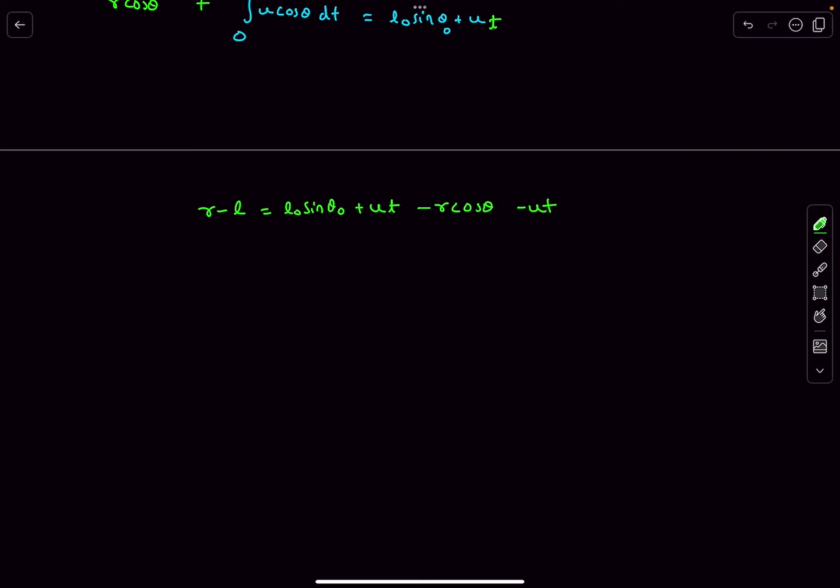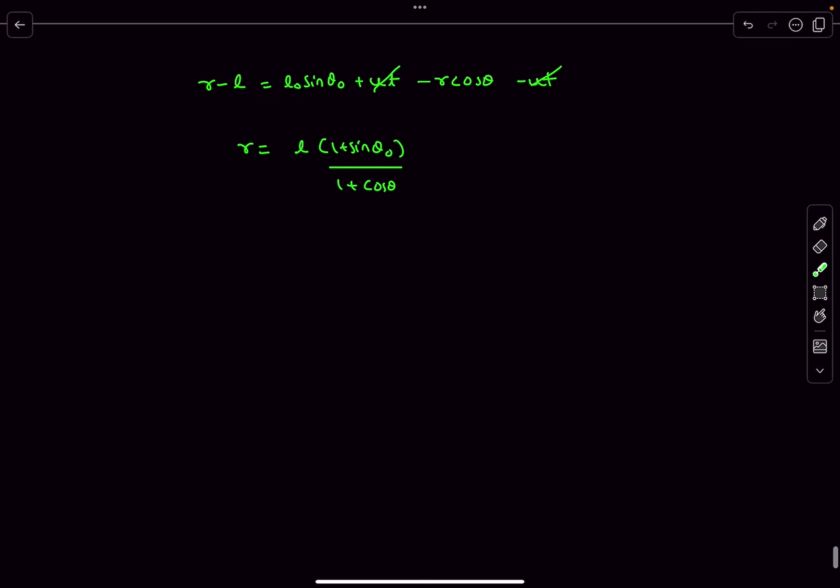After substituting, this is what we get. The ut cancels out, and we'll get r equals L times 1 plus sine theta naught divided by 1 plus cos theta. Now once again, guys, this theta naught is a constant. This is the initial angle theta, and this cos theta is the variable. So now we can substitute this value of r into our acceleration expression, and we'll get the acceleration as u squared sine theta times 1 plus cos theta divided by L multiplied by 1 plus sine of theta naught. So, as you can see, we finally broke the acceleration down into just a function of theta.